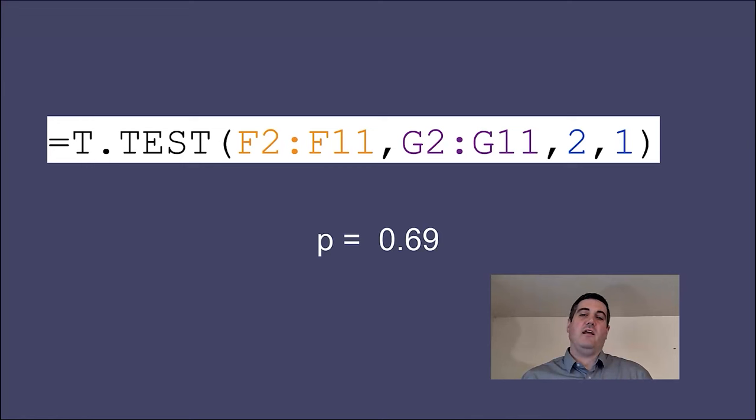Typically, you want less than 0.05, or a 5% chance, that something occurred by chance for it to be statistically significant. So in this case, I can just dismiss that $105. It's just not statistically true.